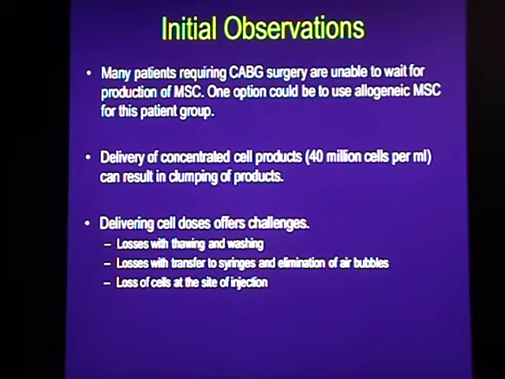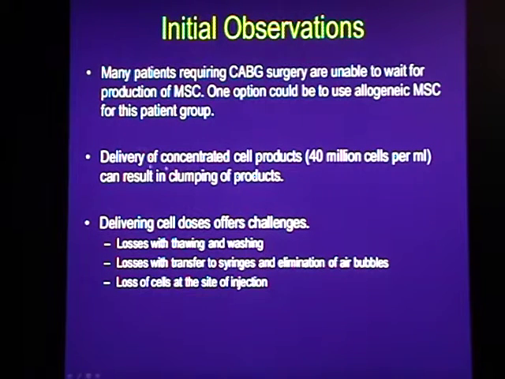This slide just summarizes some of the initial observations. One of the complexities of this trial was that many of the patients required CABG surgery and were unable to wait for the production of MSCs. I present this just to make the observation that although we would consider autologous MSCs safer to use, there are many clinical settings where the patient's disease or the treatment that they're undergoing prohibits the generation of an autologous product, and in this case an allogeneic product may be better suited for this particular patient population.